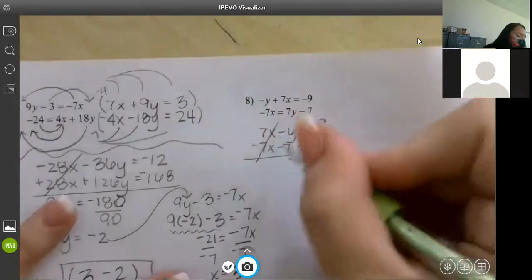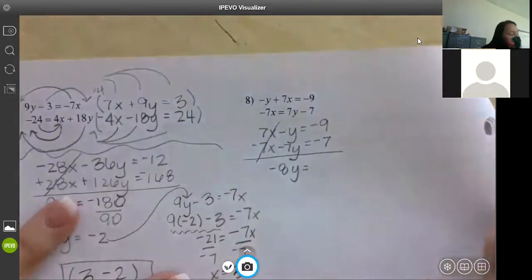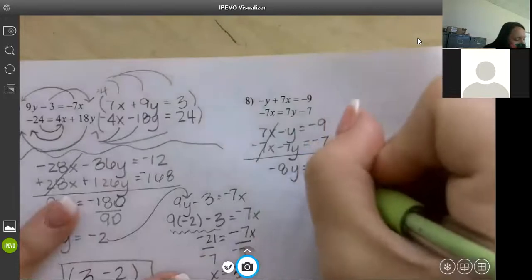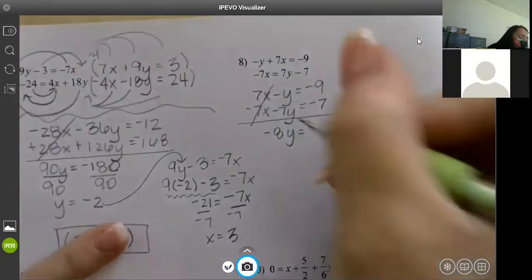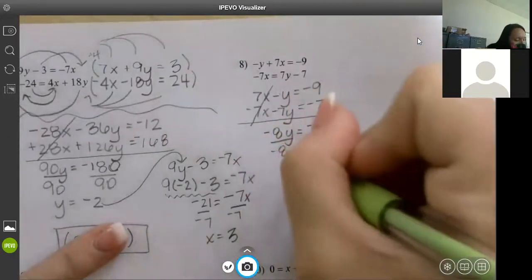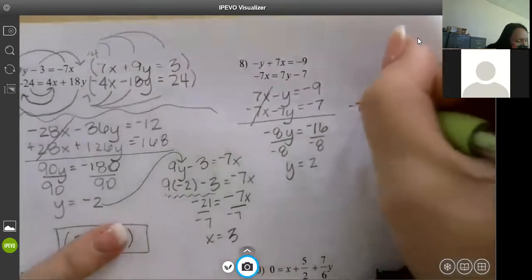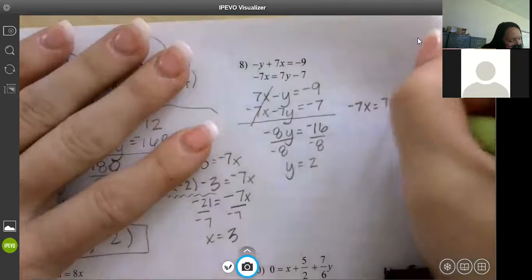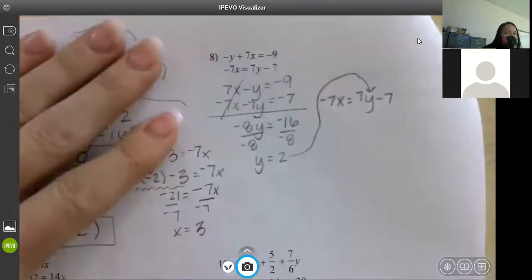I don't have to do any other kind of work on there. Add them up. Negative 1 plus negative 7 is negative 8y. And negative 8 minus 7 or plus negative 7 is negative 16. We're going to divide by negative 8. And we do get y equals 2. Again, pick an equation. It doesn't matter. This time I'll pick the bottom one. Negative 7x equals 7y minus 7. And the 2's going in for the y.